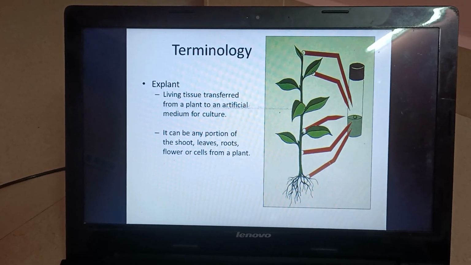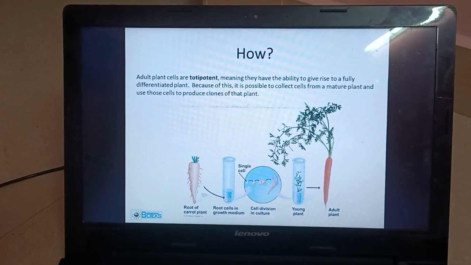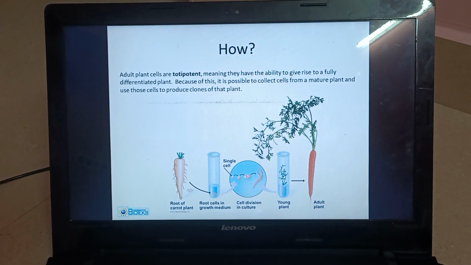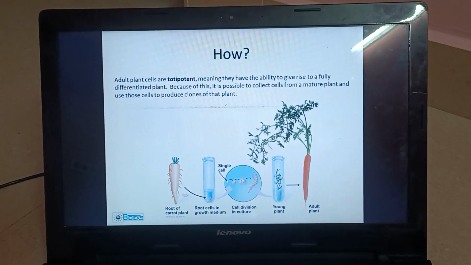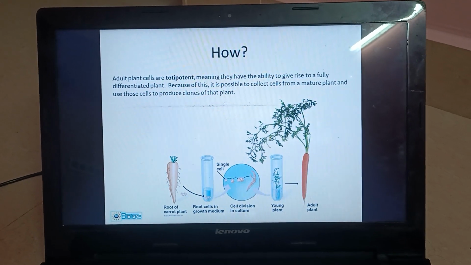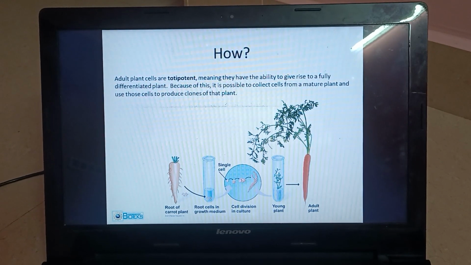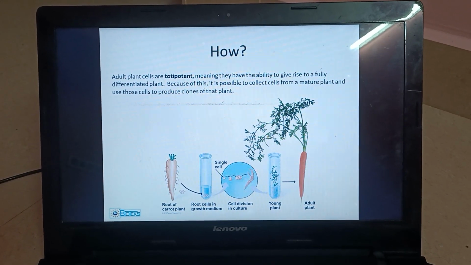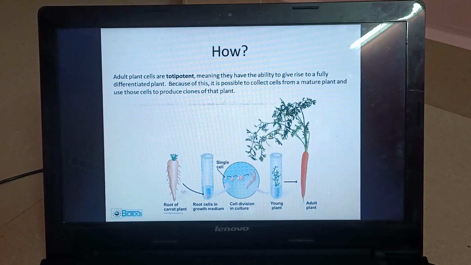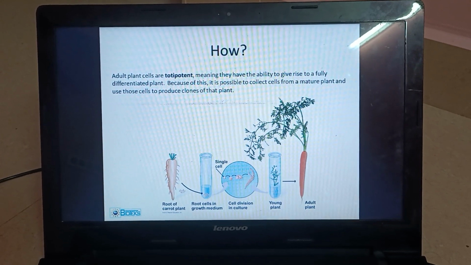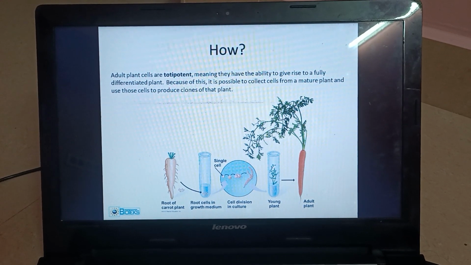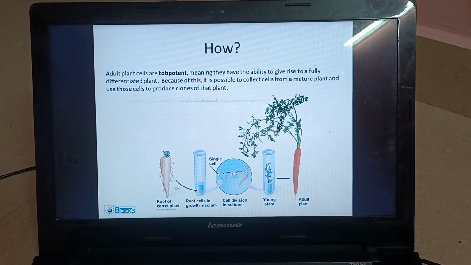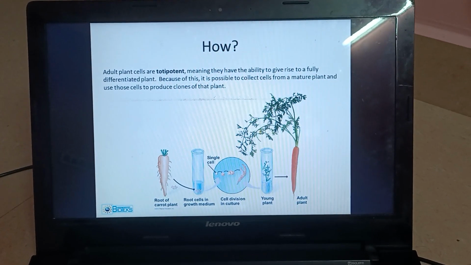Do you want to know the answer? The answer is totipotency. The adult plant cells are totipotent. Okay, adult plants have totipotent cells, meaning they have the ability to give rise to a fully differentiated plant. Because of this, it is possible to collect cells from a mature plant and use those cells to produce clones of that plant.